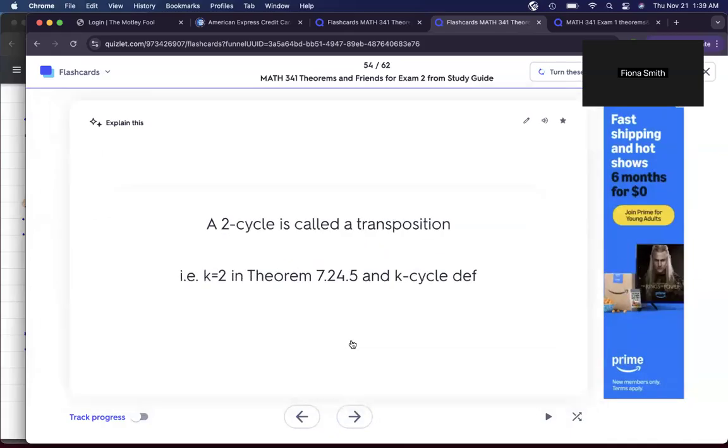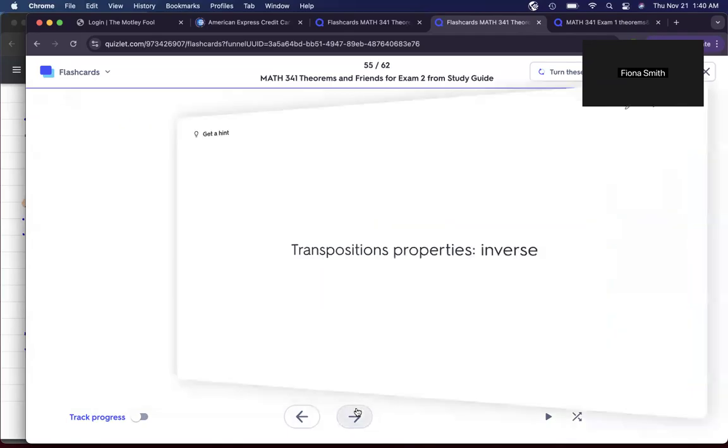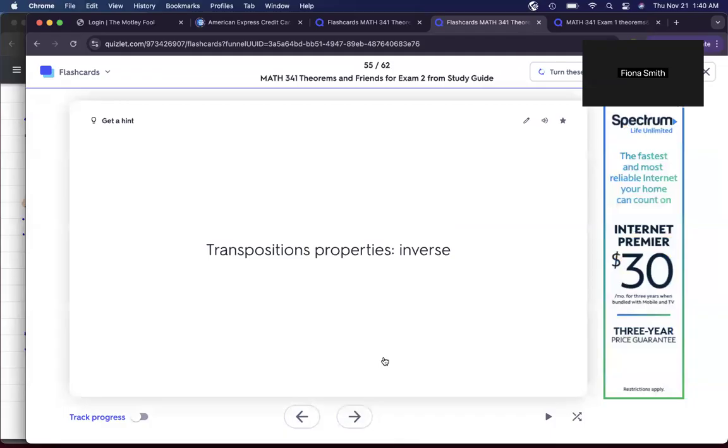Transpositions. This is a 2-cycle, so those are permutations that are just like (1 2), (3 4), stuff like that. So here k equals 2. So for that caveat, k equals 2, and for the k-cycle definition, that has implications there.